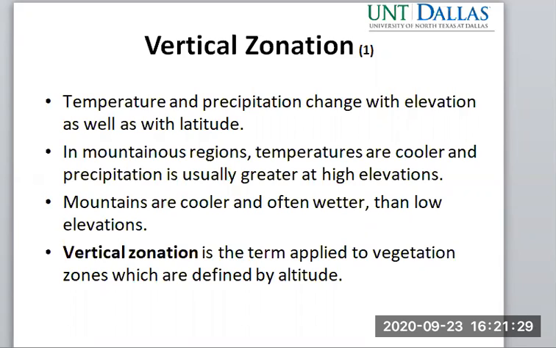A 100-kilometer transit from California's Central Valley up to Mount Whitney, for example, crosses many vegetation zones that you find on a journey from Southern California to Northern Canada. Those different kinds of zones are defined by their altitudes, and it's called vertical zonation.